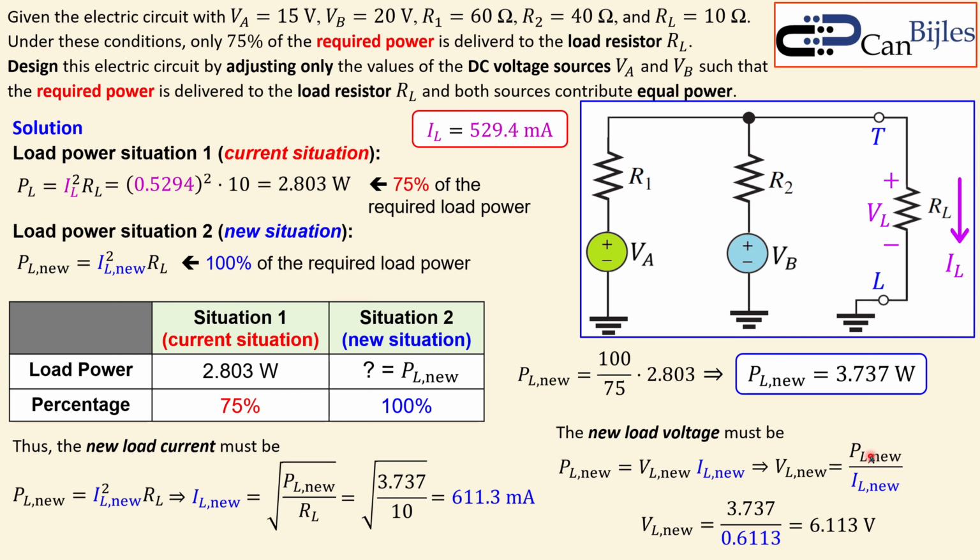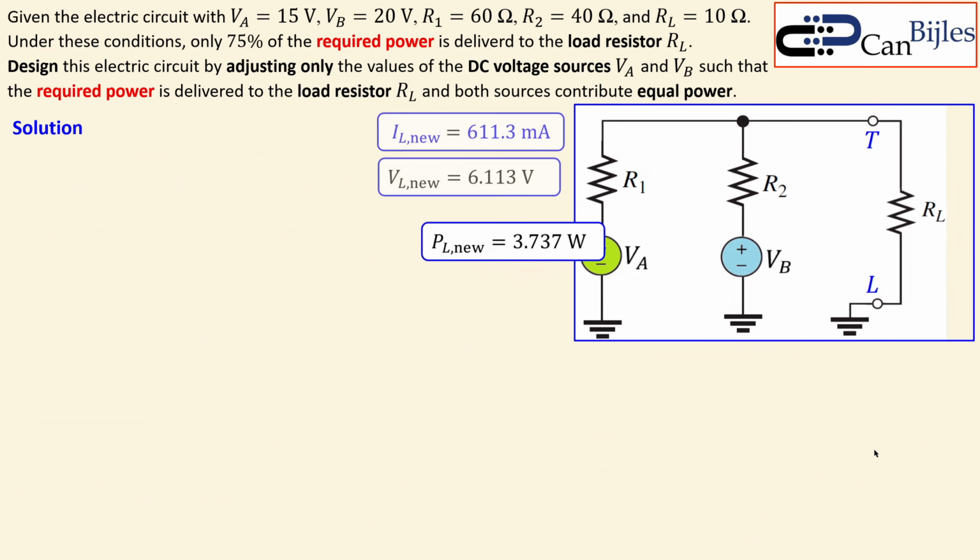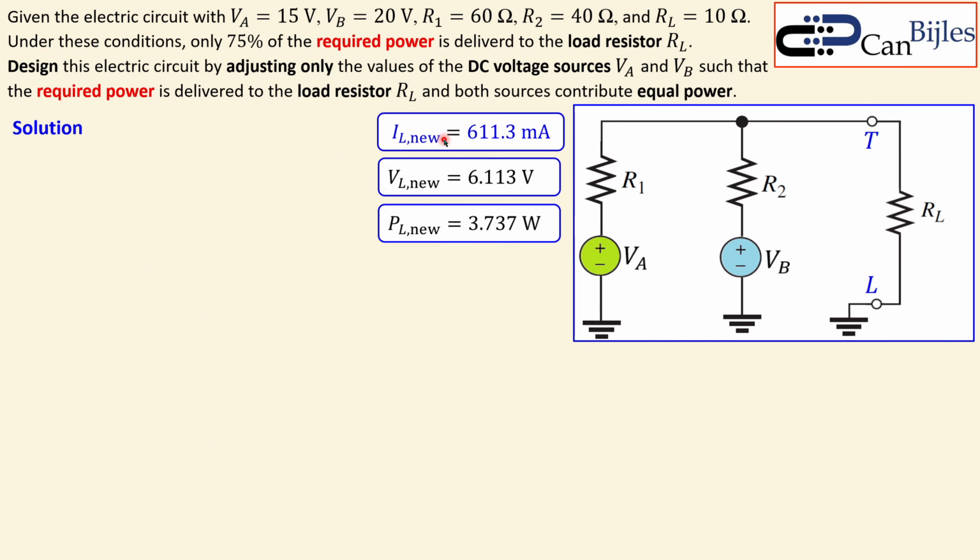Okay, now we have actually our required information. New load current, new load voltage, and new load power. This is all for situation number 2, where we need 100% of the required power.